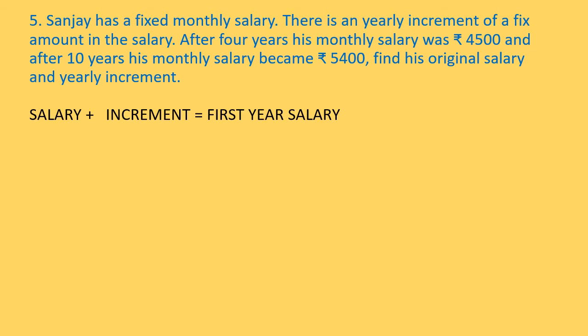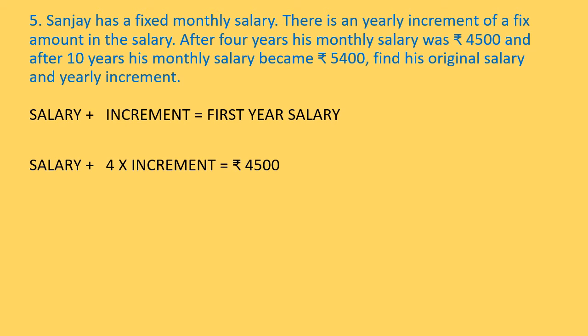Now what is the next sentence given? That after 4 years, so after 4 years what will happen? After 4 years his salary is fixed, so that will remain the same, but after 4 years he will get 4 increments. And that will become 4,500, which is given in the question. After 10 years is also mentioned here. So after 10 years his monthly salary will be 5,400.